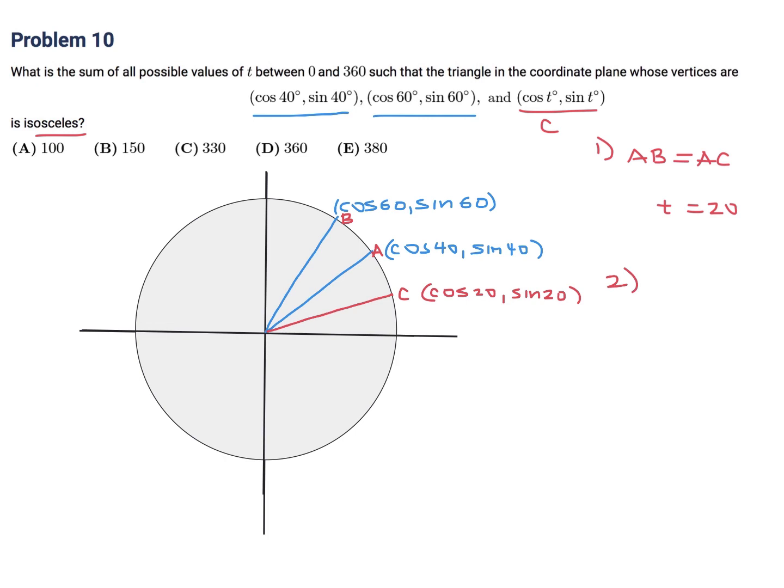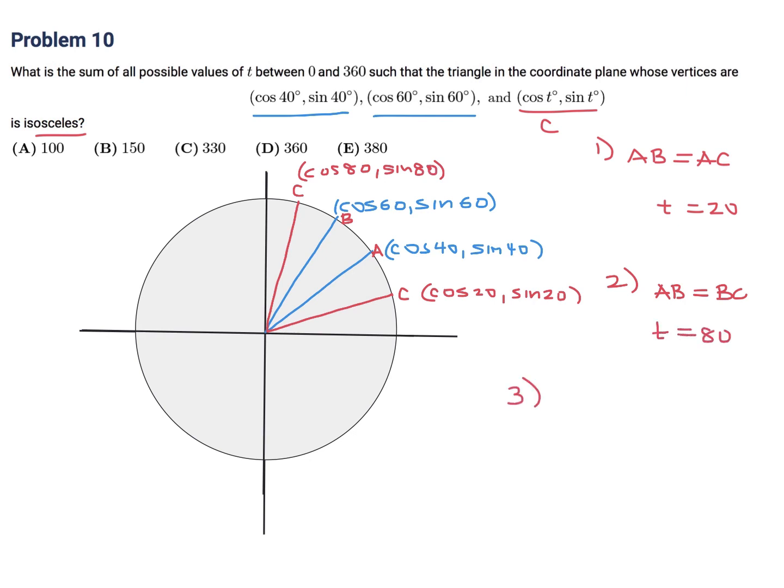The other way of making an isosceles triangle is if AB was equal to BC. So the distance from A to B is the same as the distance from B to C. That basically just means that C would be up here somewhere. And to go from B to A, it's 20 degrees. So to go from B to C, it would be 20 degrees. So this guy would be the cos of 80, correct? Yeah, and the sine of 80. So that would mean that t in this case is 80.